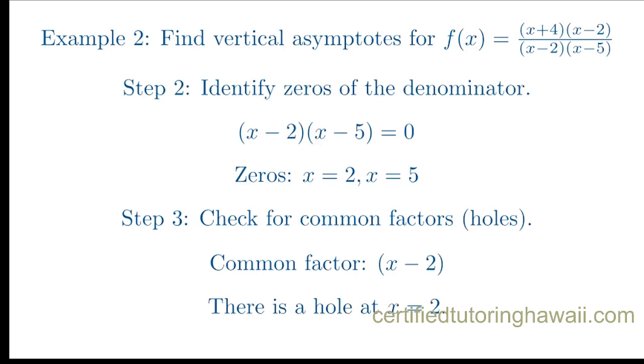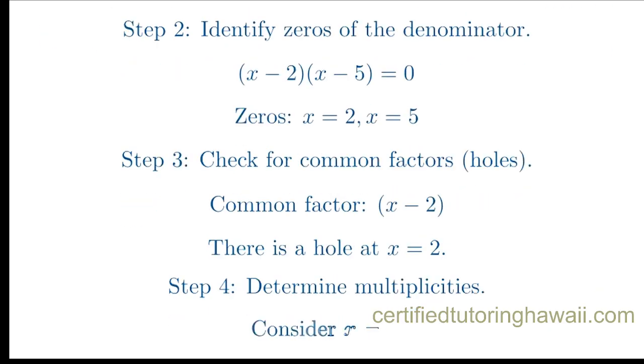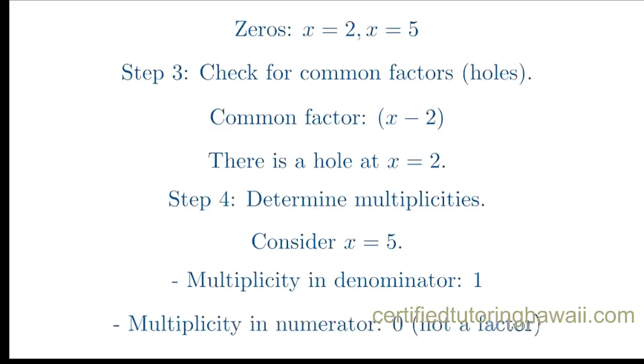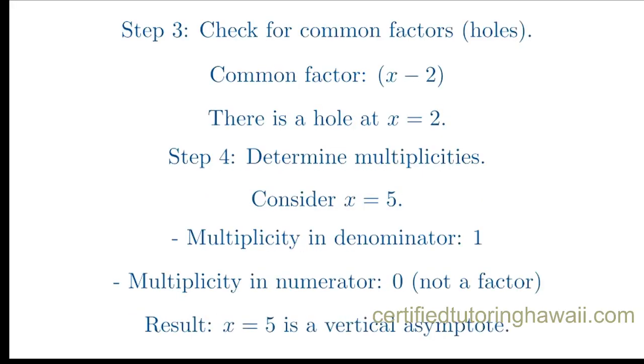For the remaining factor x minus 5, let's go to step 4. The factor x minus 5 appears once in the denominator. Does it appear in the numerator? No. So, according to our first rule, x equals 5 is a vertical asymptote.